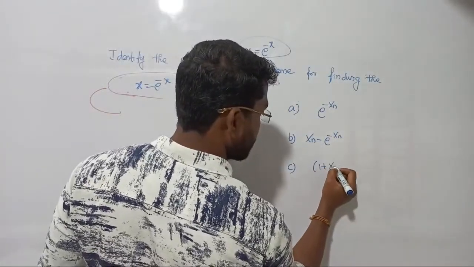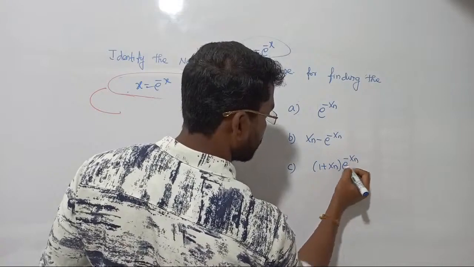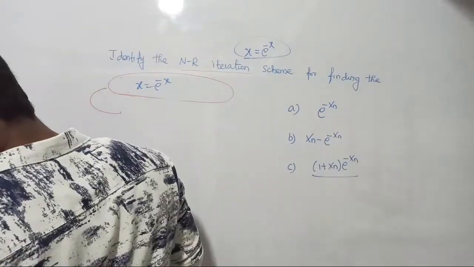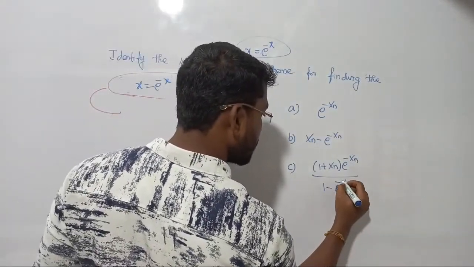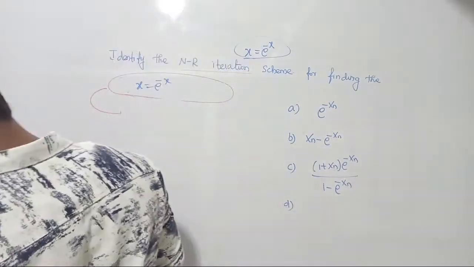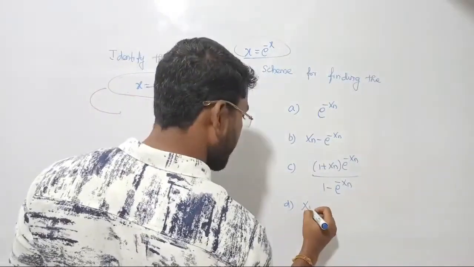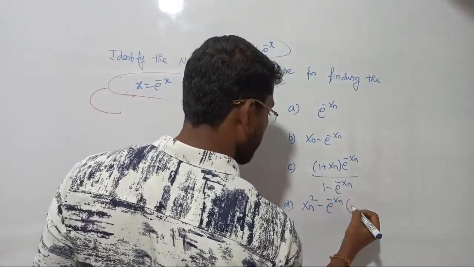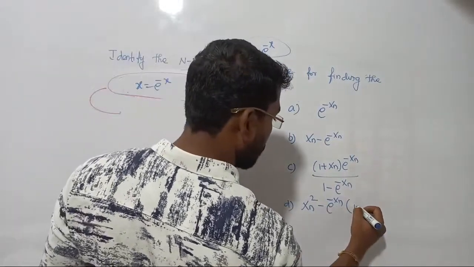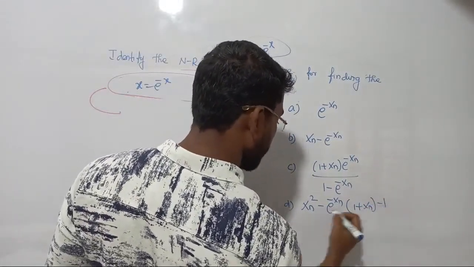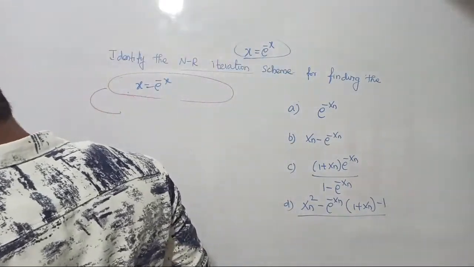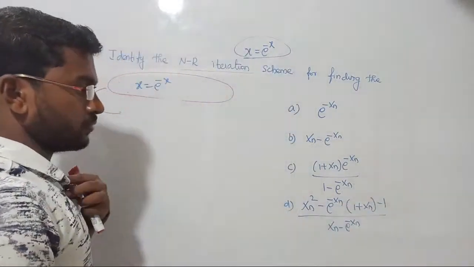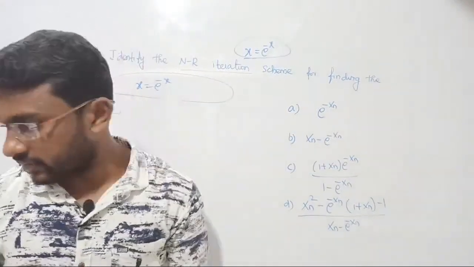So 1 plus xn into e power minus xn upon 1. That is going to be 1 minus e power minus xn. In option D, they write like this, xn square minus e power minus xn in bracket. They wrote 1 plus xn minus 1 upon, in the denominator, we should consider xn minus e power minus xn. Yeah, that is given. Shall we try?